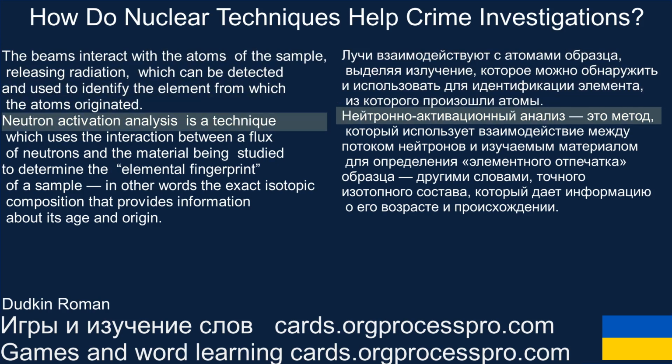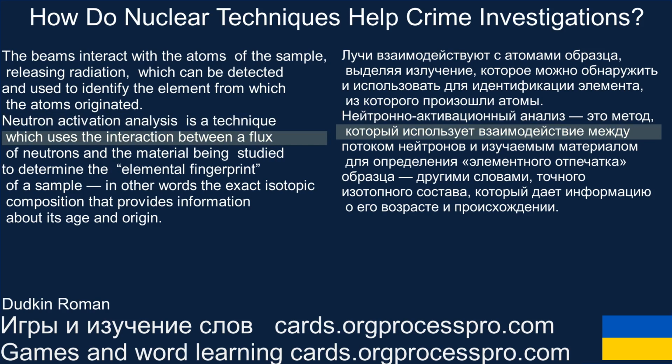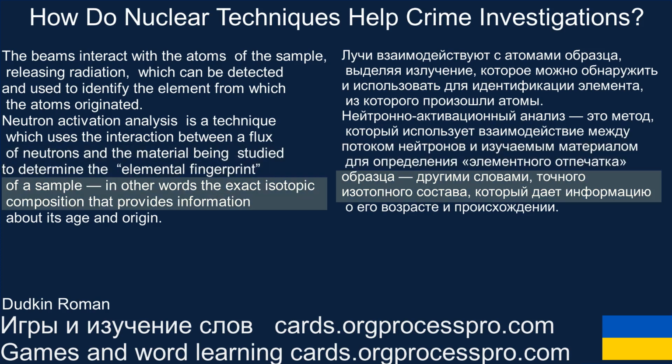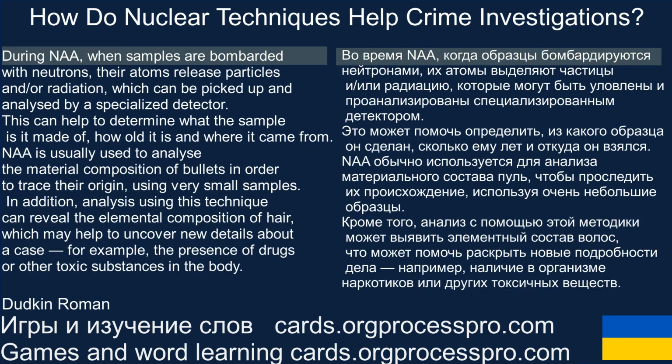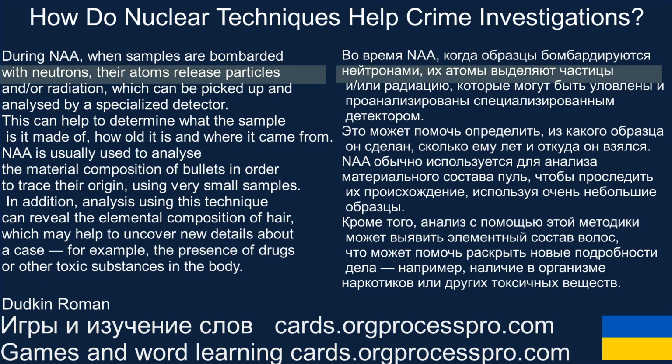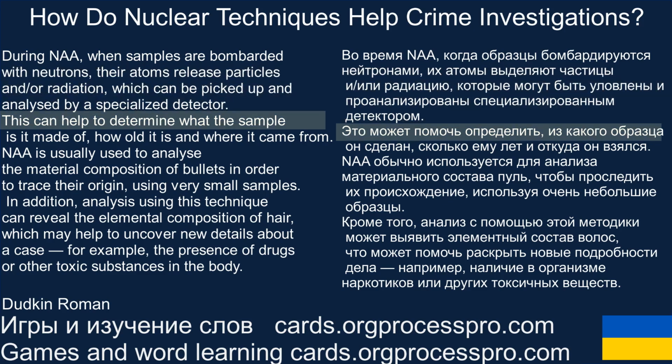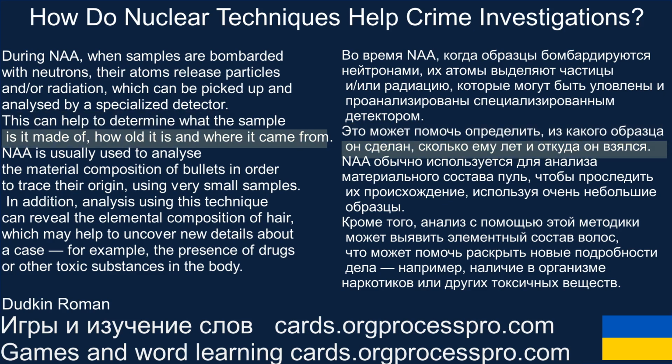Neutron activation analysis is a technique which uses the interaction between a flux of neutrons and the material being studied to determine the elemental fingerprint of a sample, in other words, the exact isotopic composition that provides information about its age and origin. During NAA, when samples are bombarded with neutrons, their atoms release particles and/or radiation, which can be picked up and analyzed by a specialized detector. This can help to determine what the sample is made of, how old it is and where it came from.